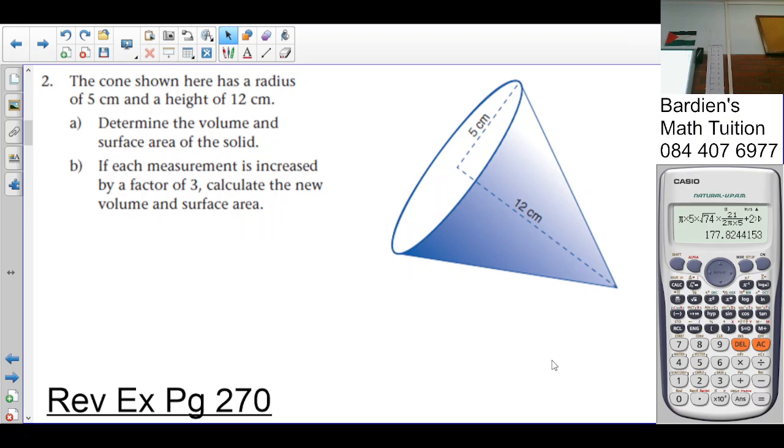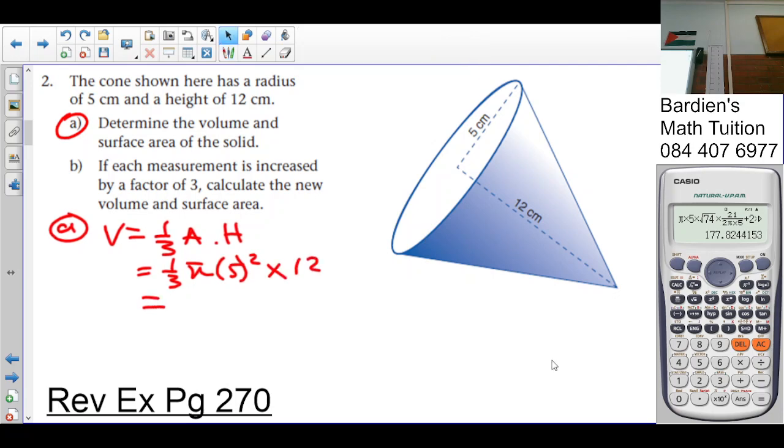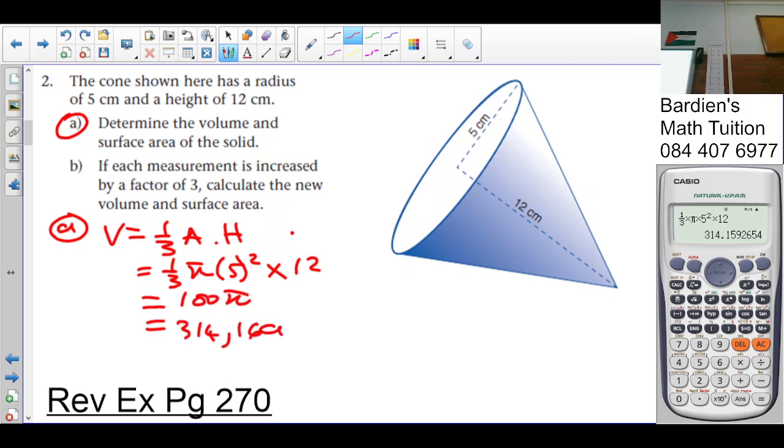Alright. So we are told in number 2 that the cone shown here has a radius of 5 centimeters and a height of 12 centimeters. Determine the volume and the surface area of the solid. So the volume is going to be a third area of base times height. So it's a third area of base, which is pi r squared, times the height, which is 12. It's 100 pi, which is 314,16 centimeters cubed.